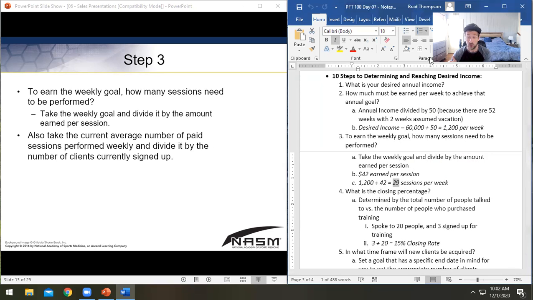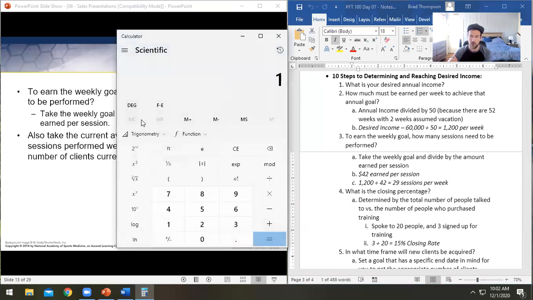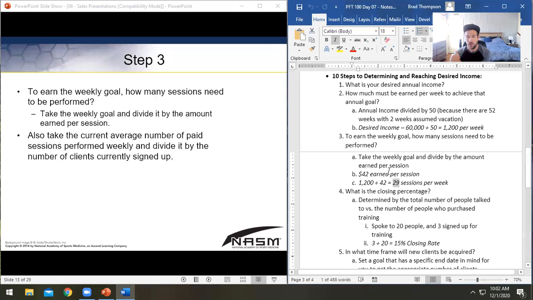Now, like I said, you could totally do it the other way to determine your prices, right? You would take 1,200 per week and ask yourself, how many hours a week do I want to work? Maybe you only want to work part-time. You want to work 20 hours per week. Okay, cool. Divide that by 20. You can charge $60 per hour. Boom, there you go. So to earn your weekly goal, how many sessions need to be performed? 1,200 divided by 42. In this case, we picked 42 because that was a set number. 29 sessions per week. Okay, that is all the income stuff.